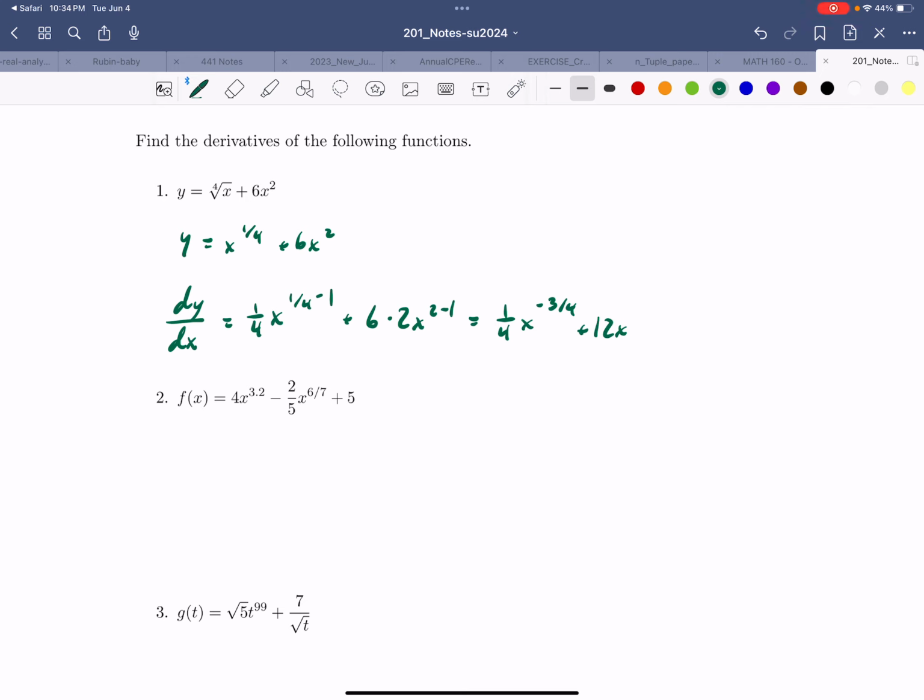But they did give it to you with a radical. So if you wanted to write this in terms of radicals, it would be 1/4 times the fourth root of x cubed, plus 12x.